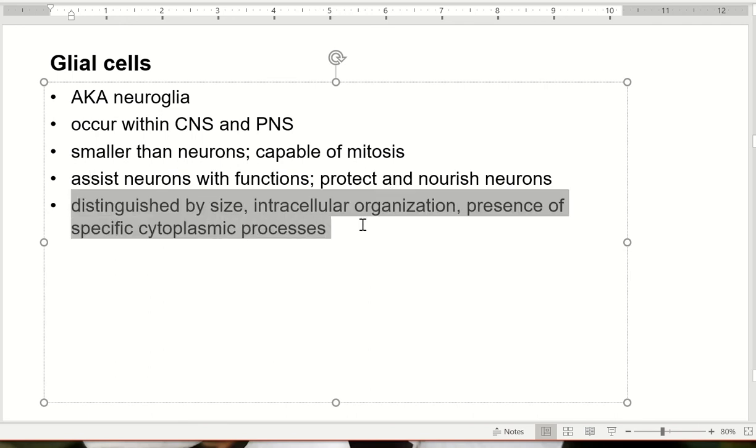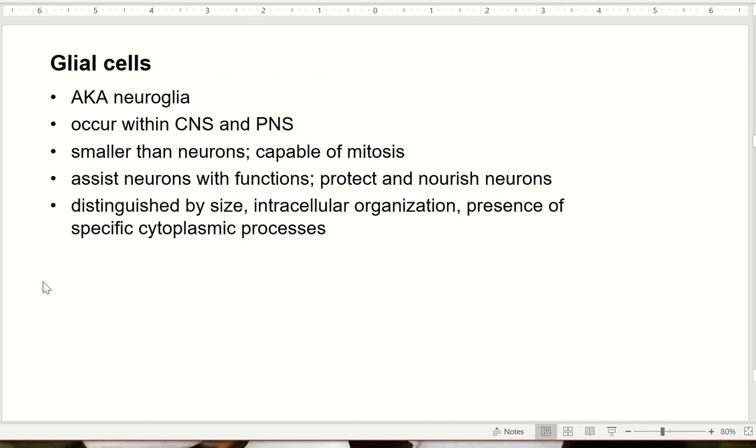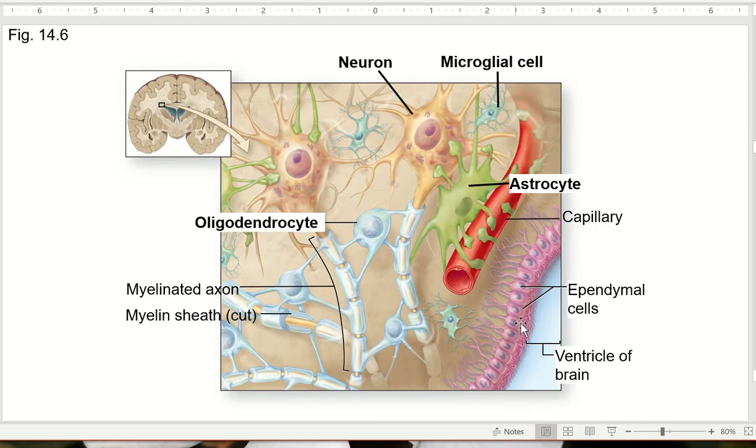And then we can tell them apart by their size, what they have inside their cells, the presence of different processes on the cells, all kinds of things. So this is an overview showing the different kinds of glial cells. To orient you, this is a neuron here. This is a multipolar neuron. Here's another one here. And this is inside the brain. So here's our cross section of the brain. You can see they took one little part here.